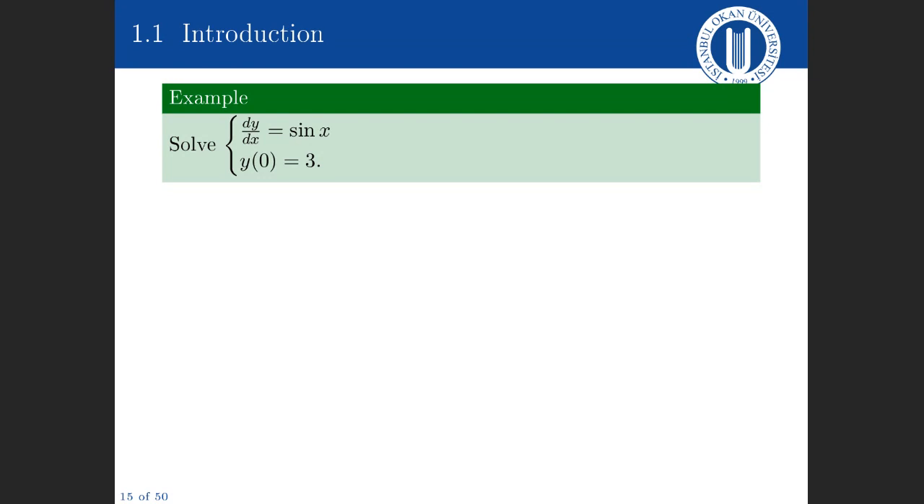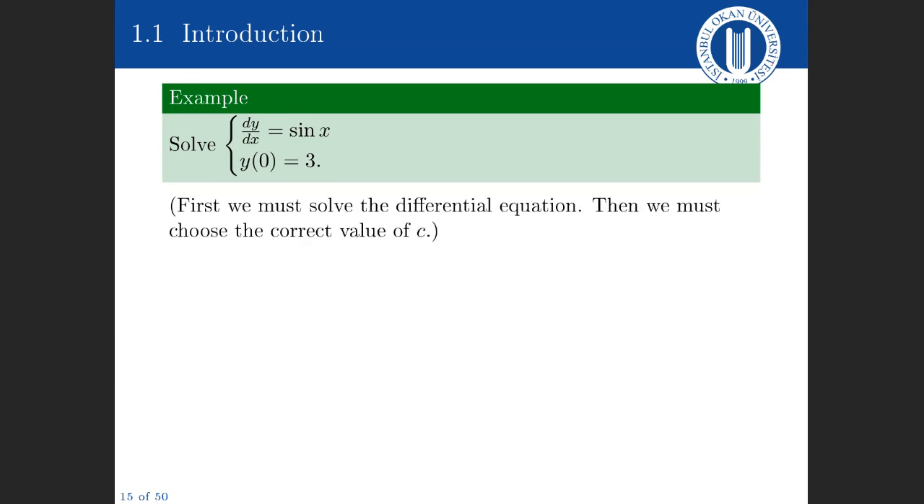Another initial value problem. Solve dy/dx is equal to sine x with the initial condition y of 0 is equal to 3. First, we're going to solve the differential equation, and then we're going to choose the correct value of c to satisfy the second line. So, solving the differential equation, again, use the fundamental theorem of calculus. y is equal to the integral of dy/dx dx. But, of course, the integral of sine is minus cos. So we have y is equal to minus cos x plus c. This is the solution to the differential equation.